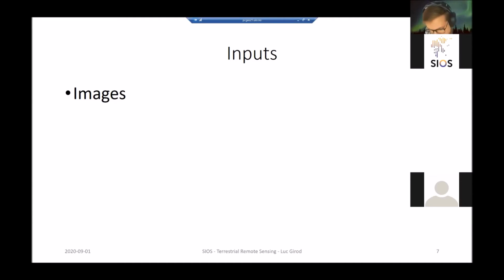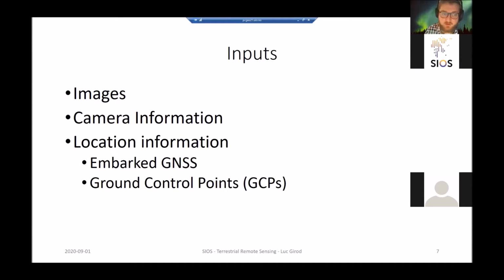What are the inputs? Inputs are images, camera information, because of course, if you just get an image, but you don't know where the camera is, you don't know how big it is, you don't know what kind of lens you have on it, it's quite hard to get the process going. So it's good to know where the camera is, or at least have a vague approximation of it. And you need location information.